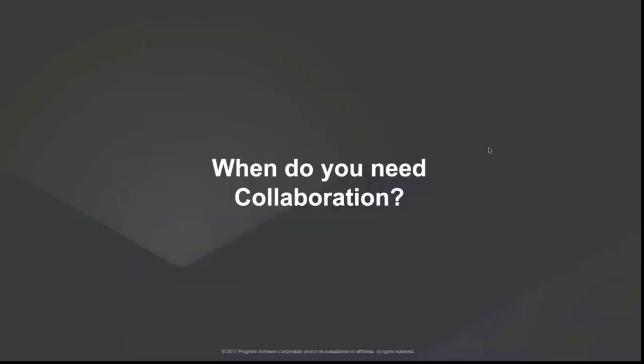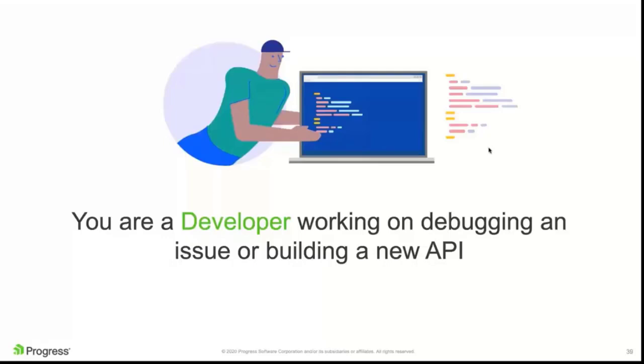So when do you actually need collaboration, right? If you're a developer working on debugging an issue, then you can use collaboration functionality to save the captured traffic, highlight the requests that are causing issues, and then share it with your team to further collaborate on them.